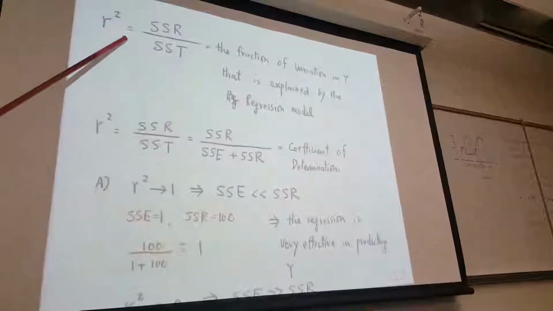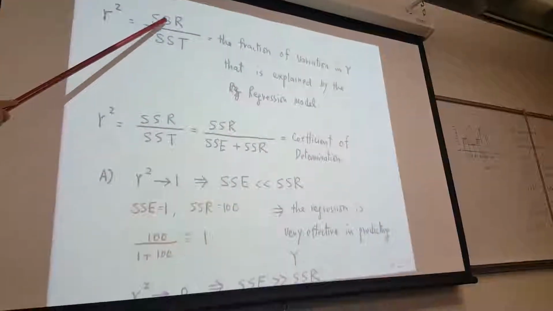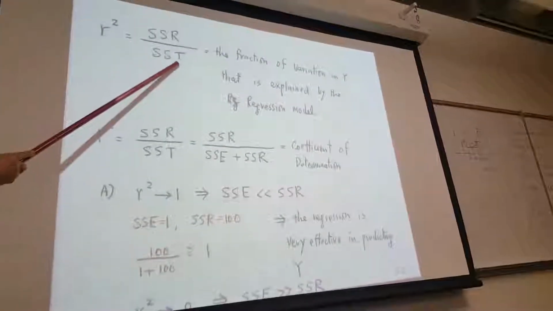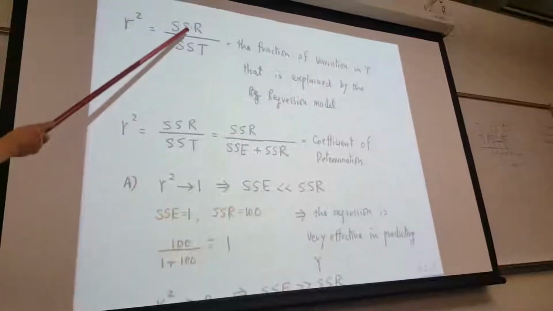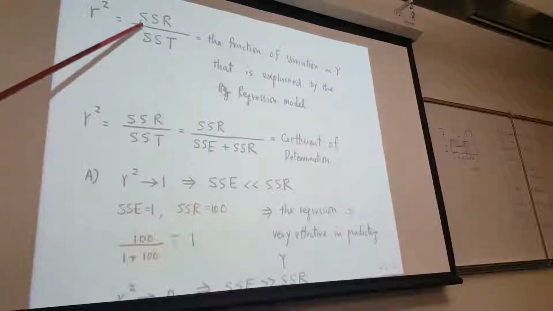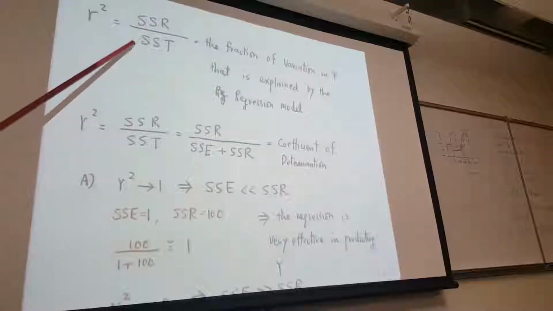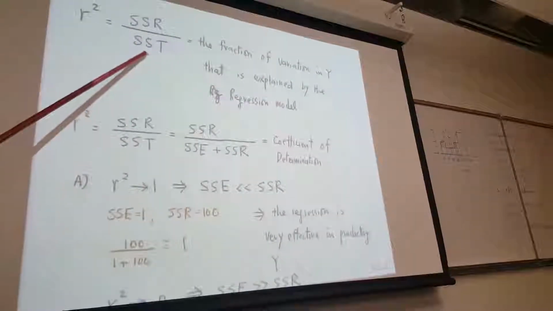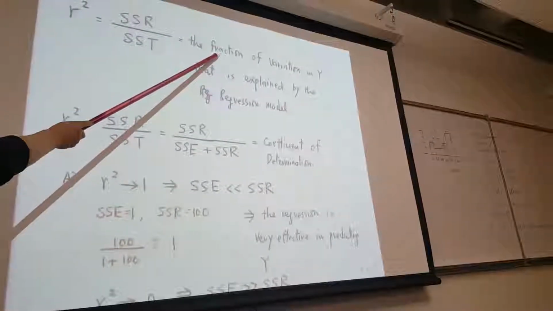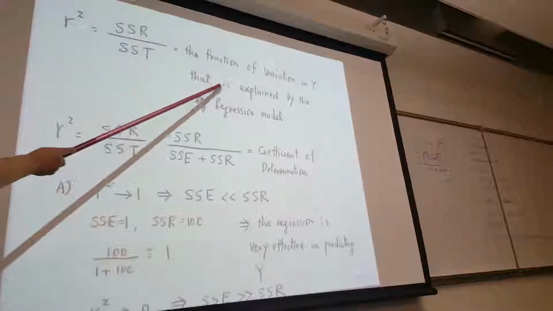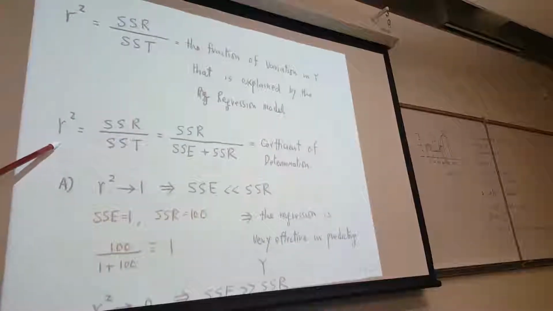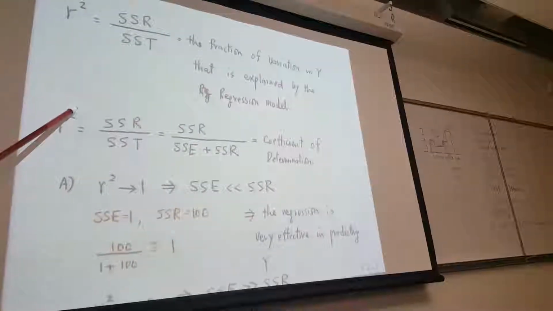R squared, as we just mentioned, is equal to SSR, regression sum of squares, divided by SST, total sum of squares. SSR measures the variation in y that is explained by a regression model. SST is the total variation in y. So this ratio is a fraction concept: the fraction of variation in y that is explained by a regression model. Okay? So this is R squared.